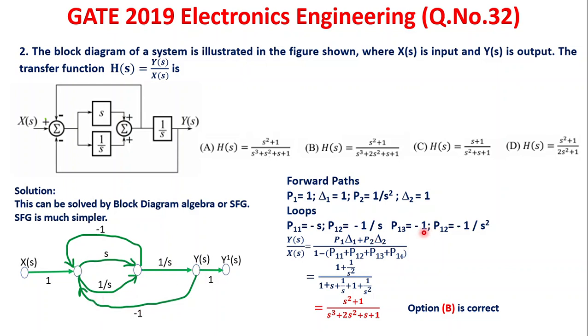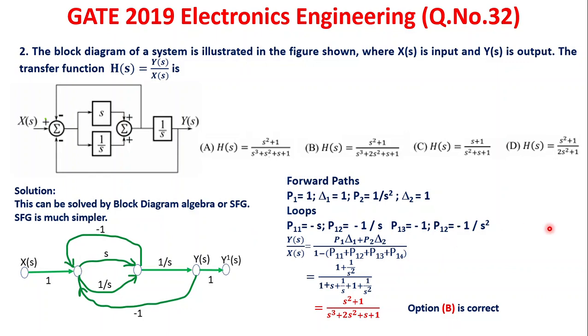Next forward, the next loop is 1 by S, 1 by S, minus 1. So minus 1 by S square. So I think I have traced all the possible loops. Right. Next we have to see the non-touching loops. Fortunately, all the loops are formed with this node. This node is common to all the loops.